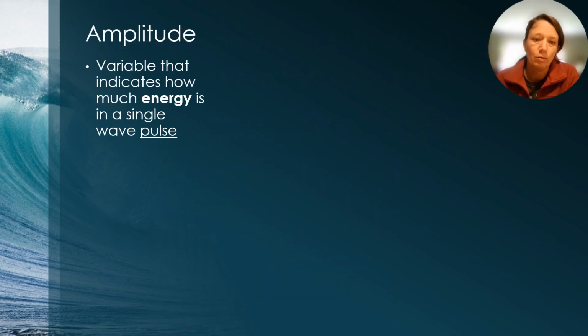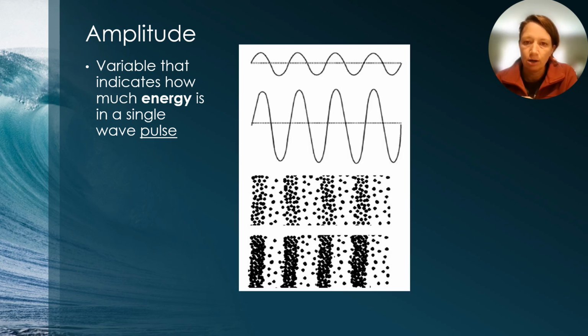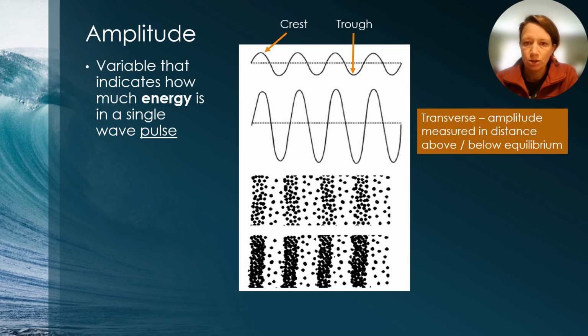Amplitude is the name of the variable that will indicate how much energy is stored up in a single wave pulse. I have a picture of two different types of waves. The top picture depicts a transverse wave that jiggles up and down, sort of what you would think of as a standard wave. And in this wave, the wave pulses are known as crests and troughs. Crests go above equilibrium and troughs go below. In a transverse wave like this, the amplitude of the wave would be measured just in the distance from the top of the crest to the equilibrium or to the bottom of the trough.